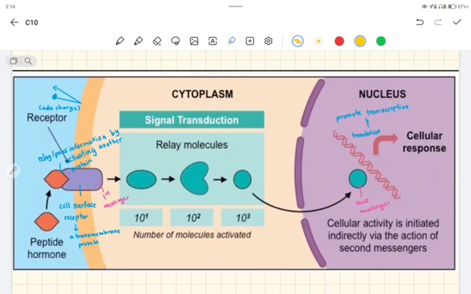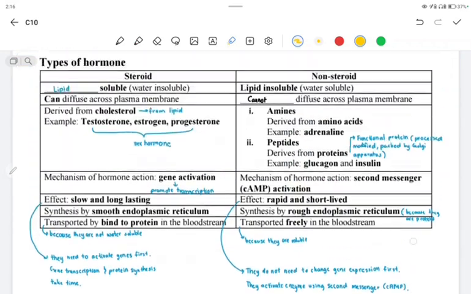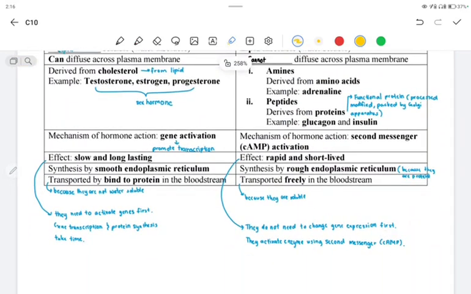And then since they act through a signaling pathway, which we call signal transduction, their effect is rapid but short-lived. Okay, because they do not need to change the gene expression first. They just have to activate the enzyme using second messenger cAMP.